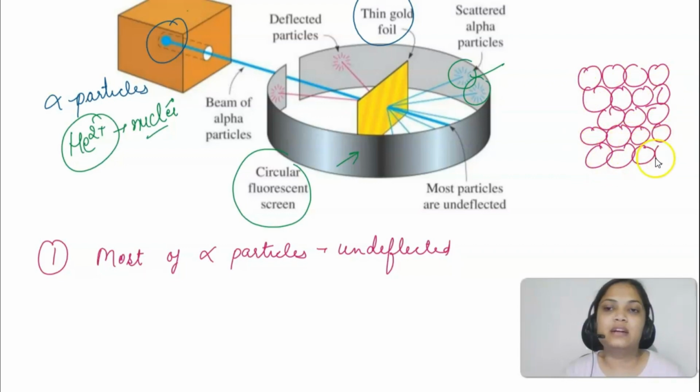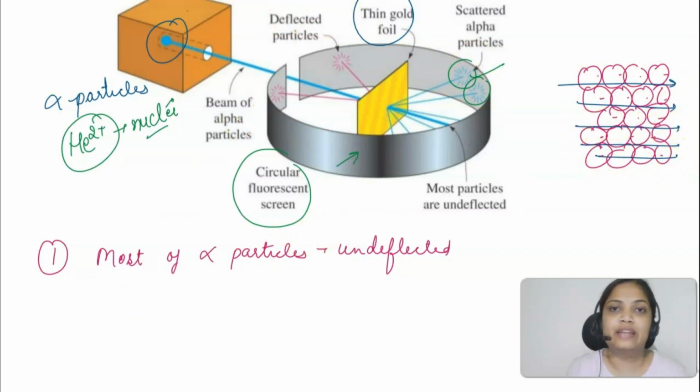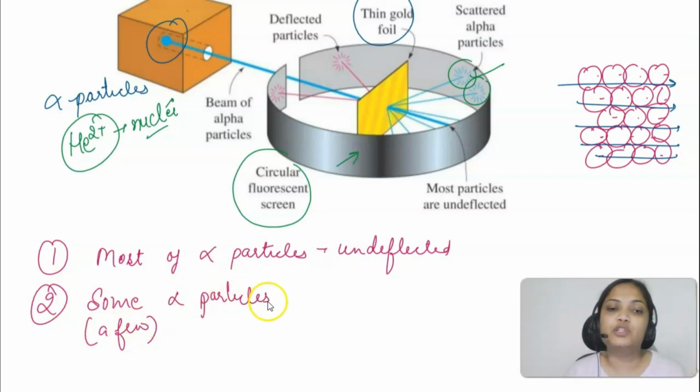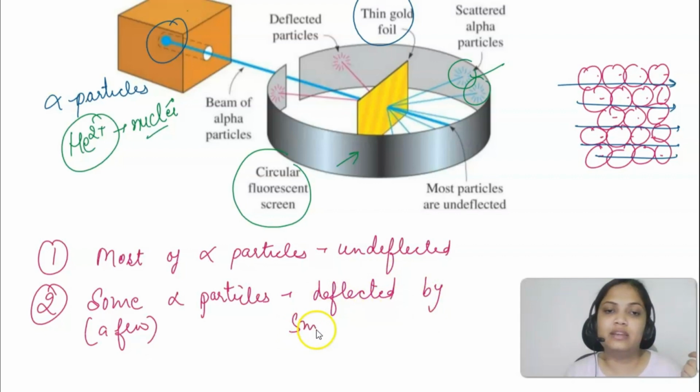So let's say this is our thin gold foil, and we are sending alpha particles. Most of them passed straight through the gold foil without any deflection. That was the first observation. The second observation was that a few of the alpha particles actually got deflected, but by small angles.